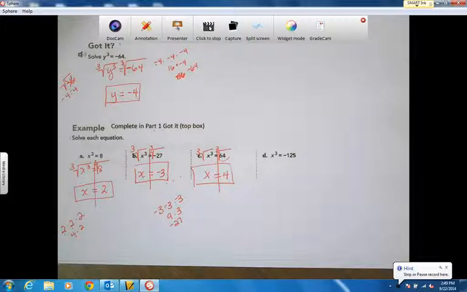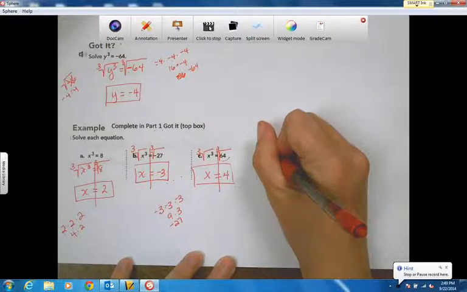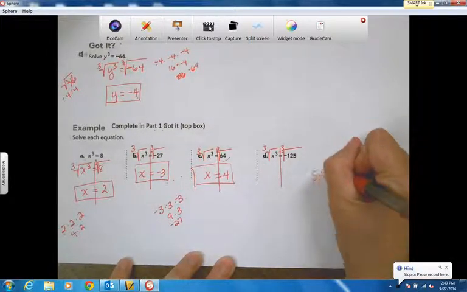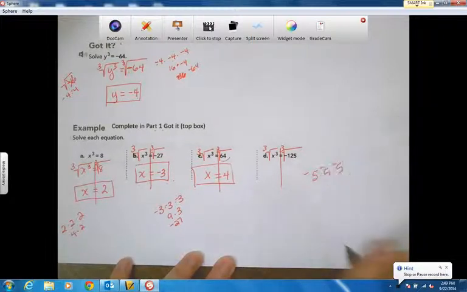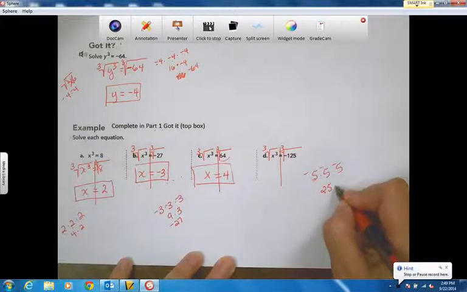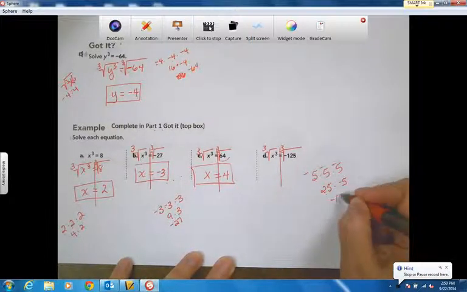All right, so you guys should be back. So we're going to say what times what times what is negative 125. So I have the cube root, and if I take 5 times 5 times 5, and I make them all negative, negative 5 times negative 5 is a positive 25, times negative 5, positive times a negative would give you negative 125. So x equals negative 5.